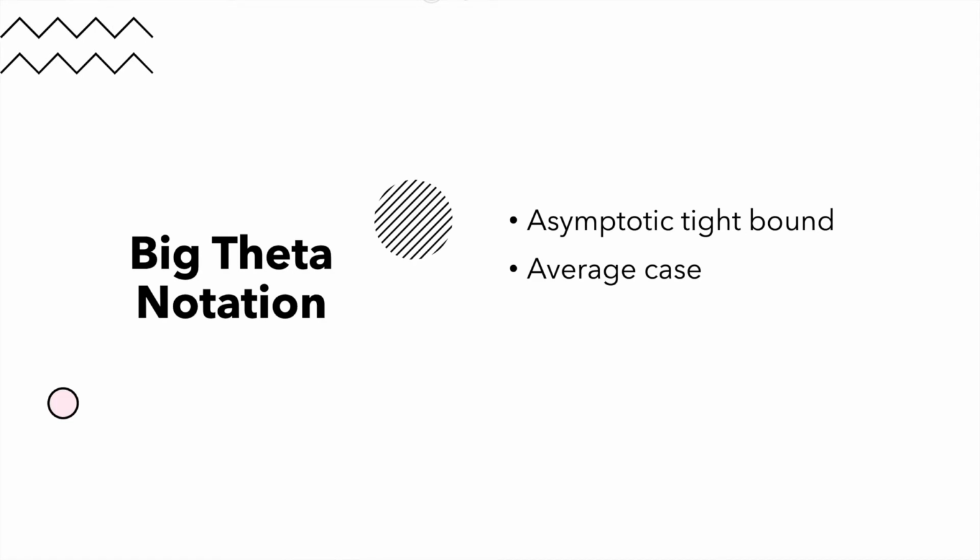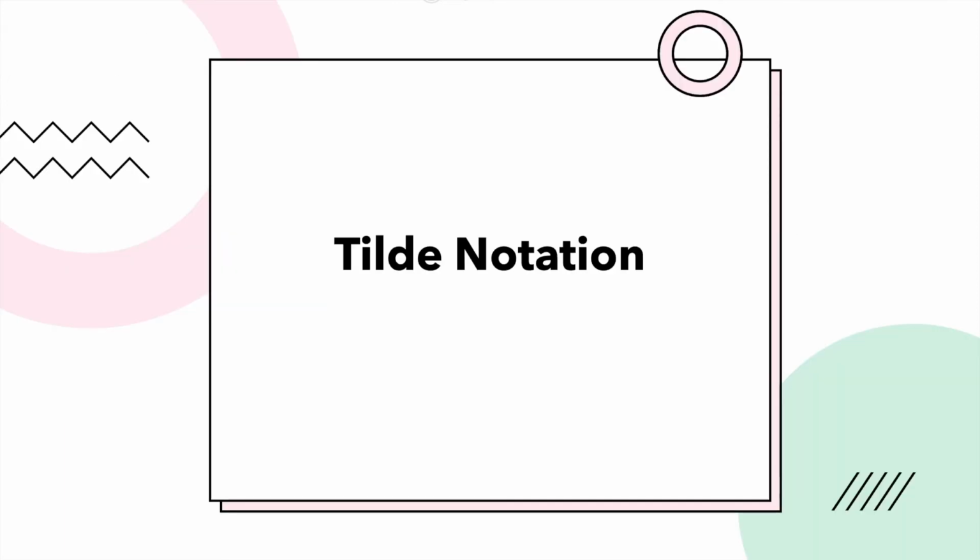And the last bound is big theta, which describes the exact bound of the complexity. Since big theta represents the upper bound and the lower bound at the same time, it is used for analyzing the average-case complexity of an algorithm.